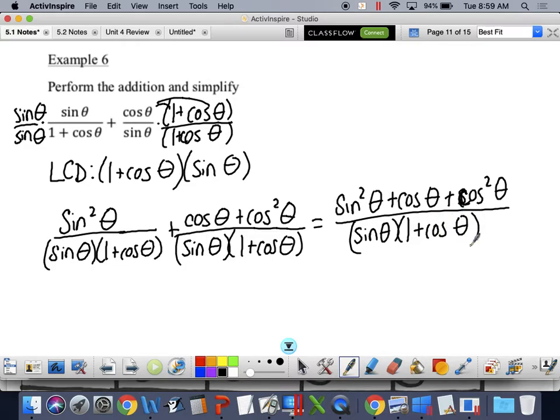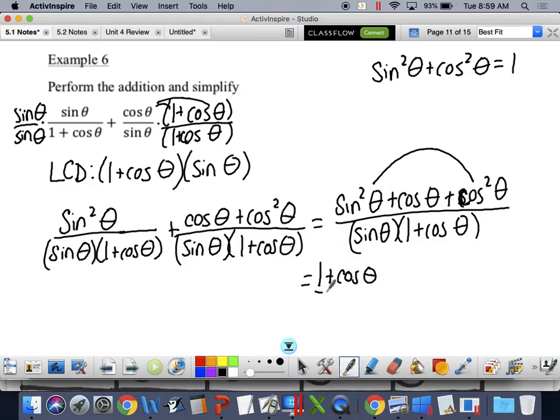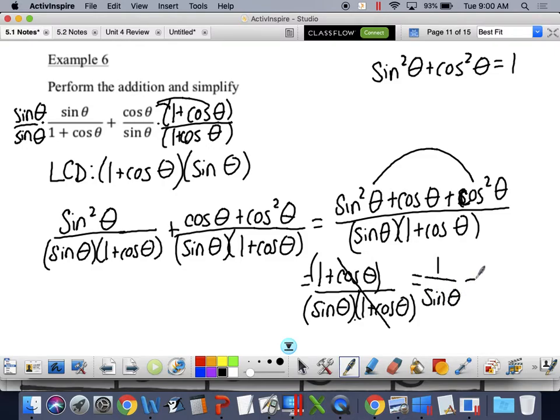All right, can I simplify this at all? Well, looking at my numerator, sine squared plus cosine squared, that's one of our identities, right? Sine squared theta plus cosine squared theta is just equal to 1. So I wind up with 1 plus cosine theta over sine theta times 1 plus cosine theta. My 1 plus cosine thetas, since these two in the denominator are being multiplied, I can cancel those two out. So I wind up with 1 over sine theta, which is the same thing.